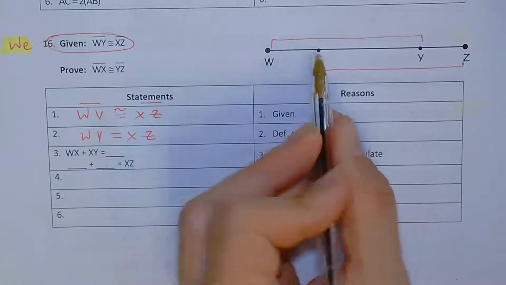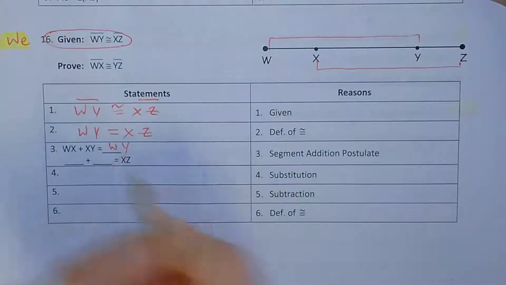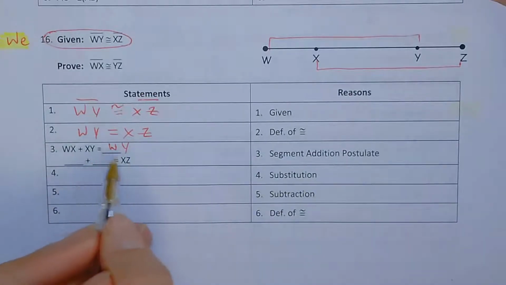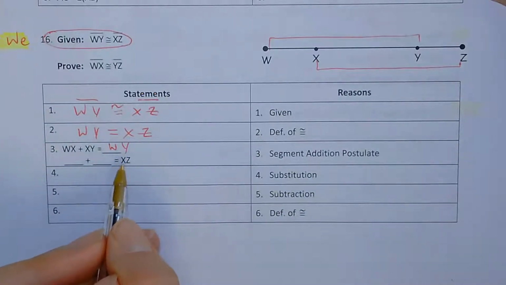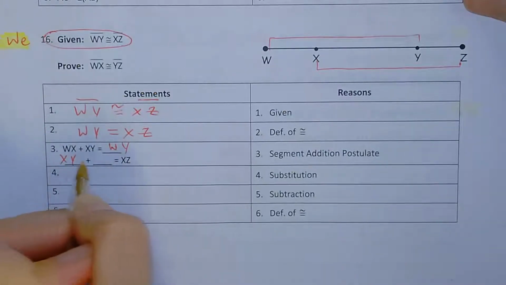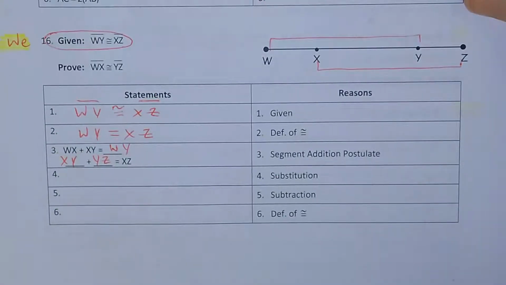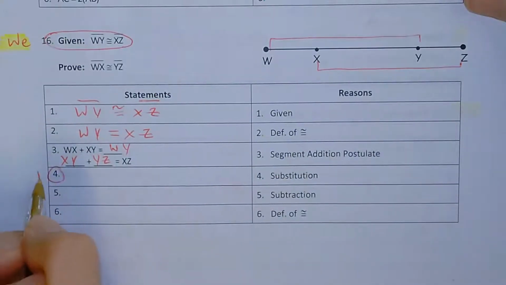Okay? WX plus XY will equal WY. And then I'm going to do it with XZ. Now XZ is the big one, so I'm going to have to break that up into the two small ones. So that would be the little XY plus the little YZ. Next, step 4 is the hardest, so I'm going to star that.